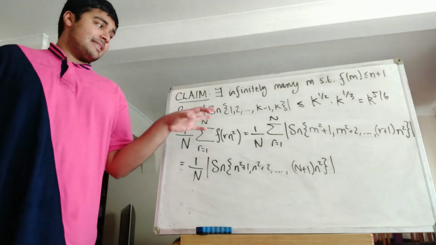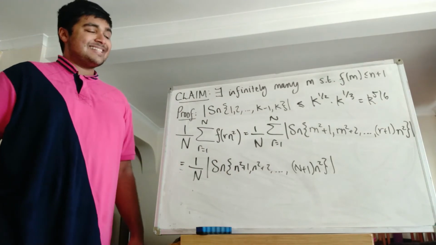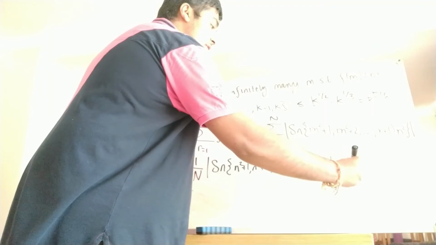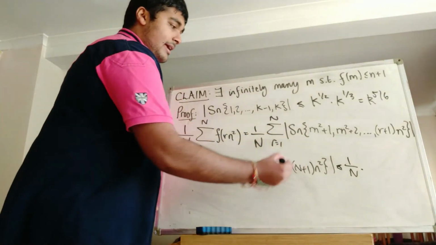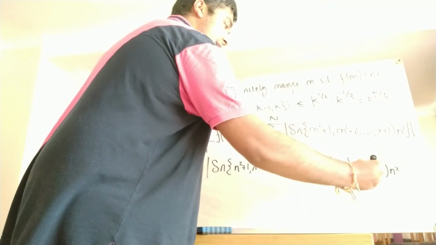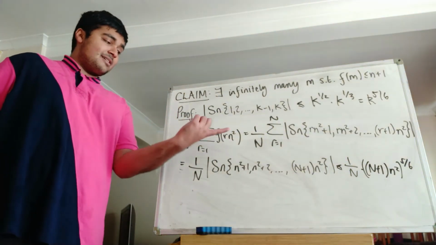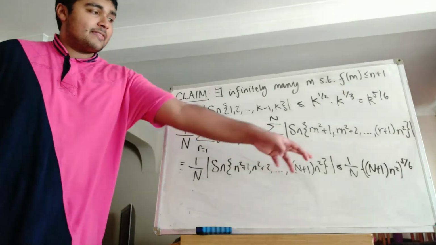But now we can use a thing that we proved, just plugging in k equals capital N plus 1 times little n squared, to get that this guy here is less than or equal to 1 over N times this guy here, so (N plus 1) times n squared, raised to the 5 over 6, like so. So we get the thing that we wanted to show: 1 over N times the sum from r equals 1 to N of f(rn squared) is bounded from above by this guy here.